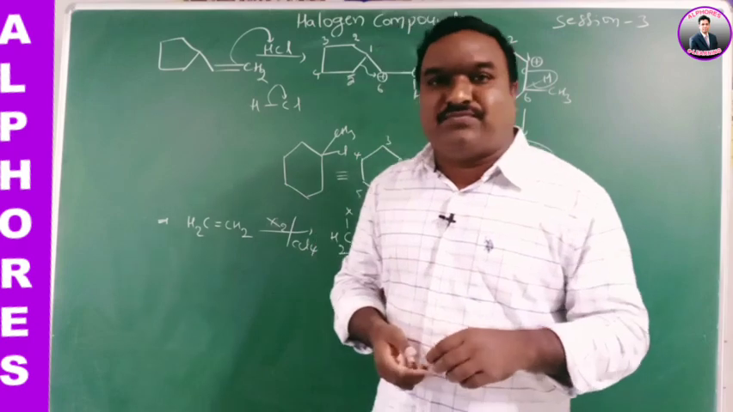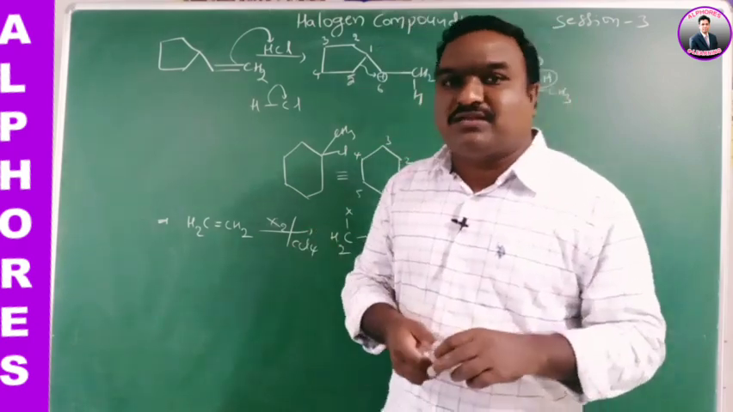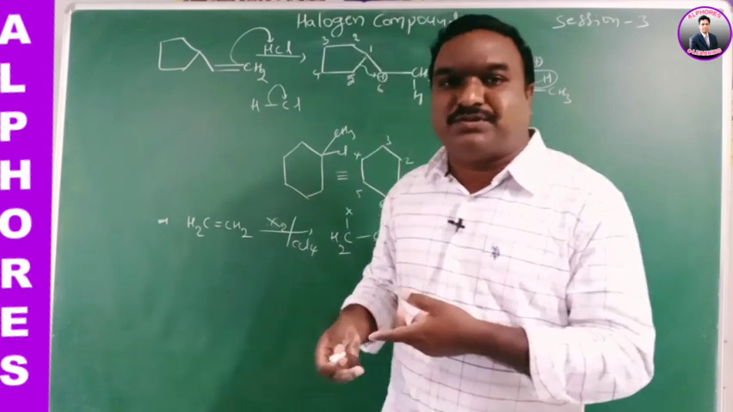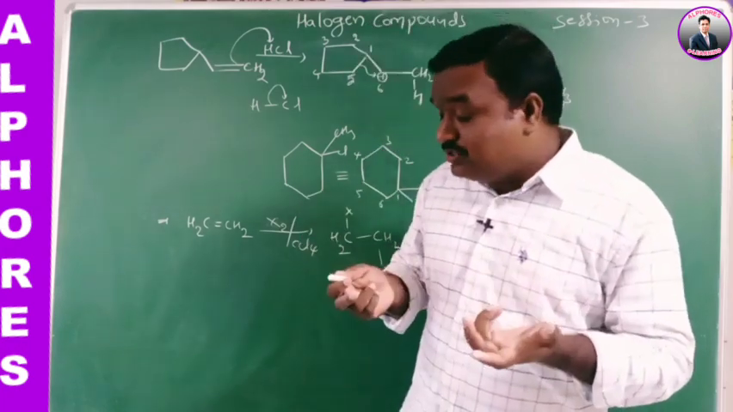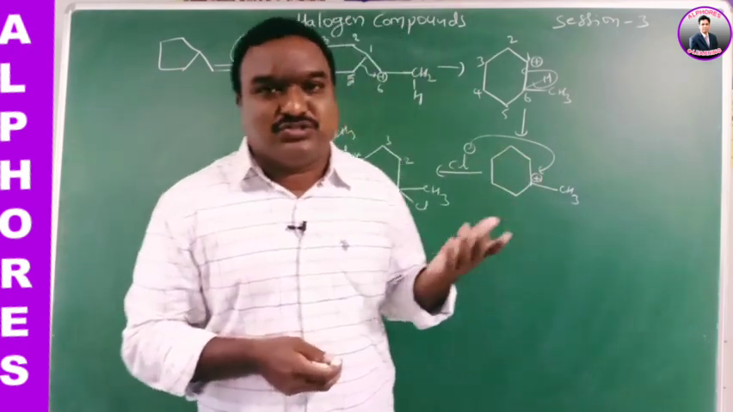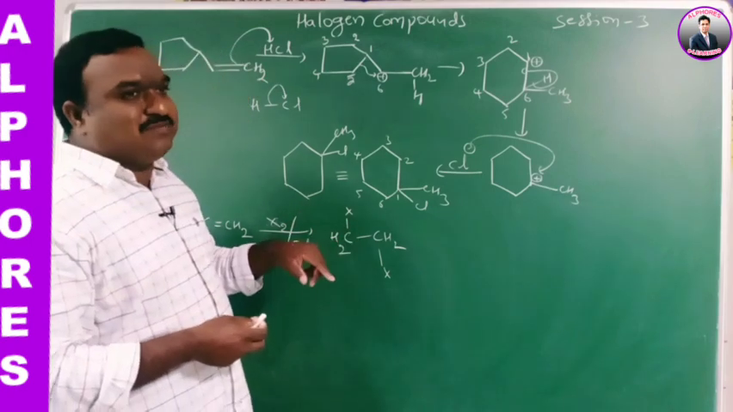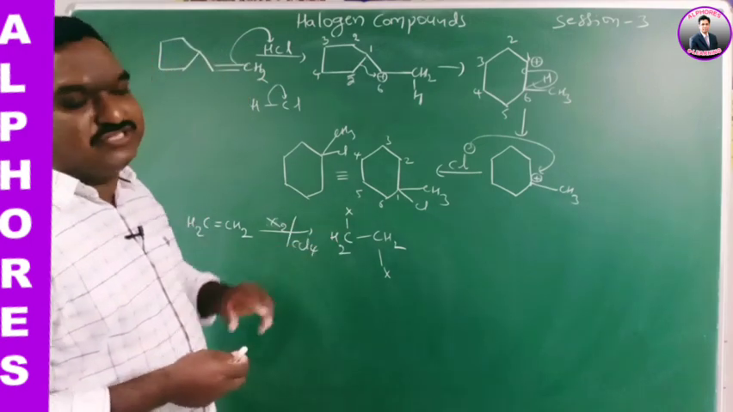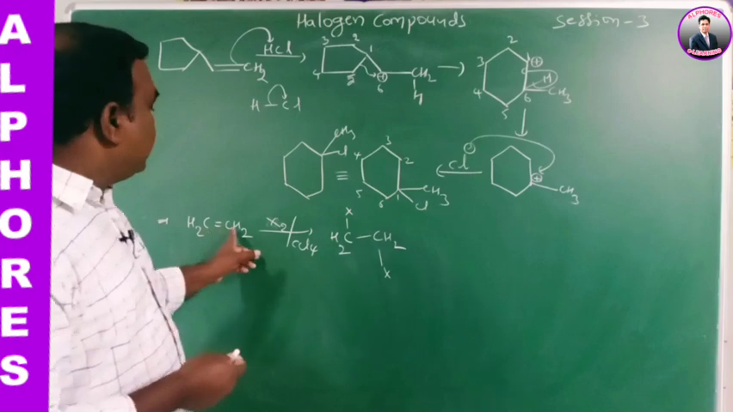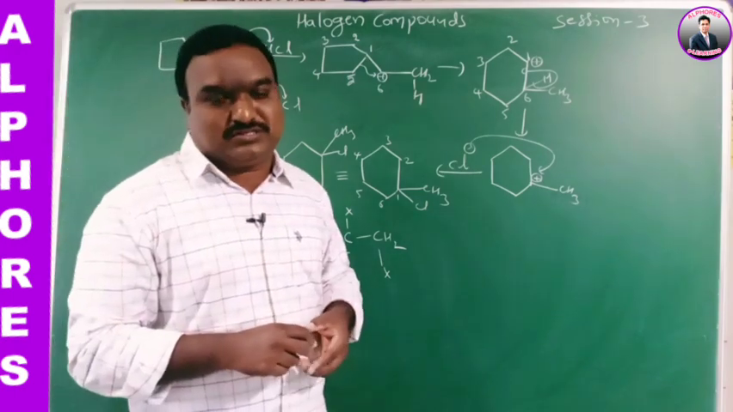After formation of less stable intermediate, by using halogen lone pairs form the cyclic intermediate. Based on the mechanism we can explain this one. So final step is trans addition step. Nothing but halogenation addition reactions are trans addition reactions.